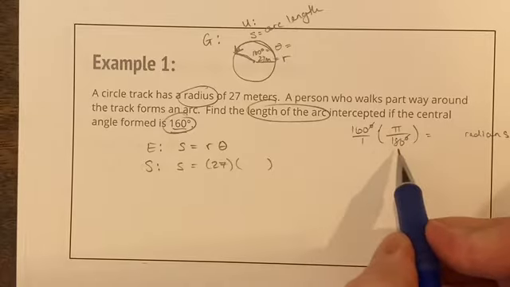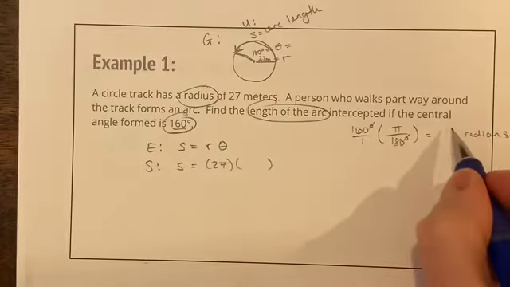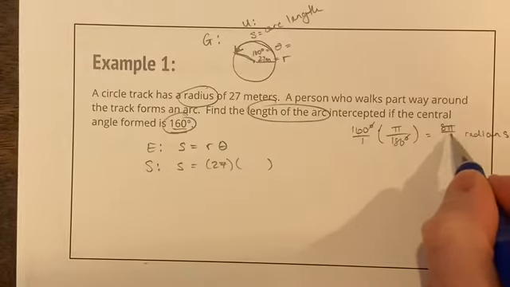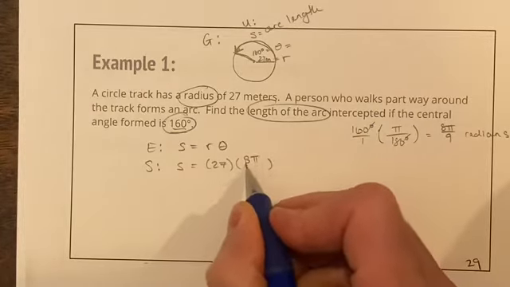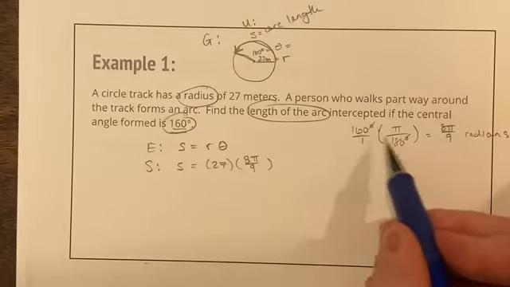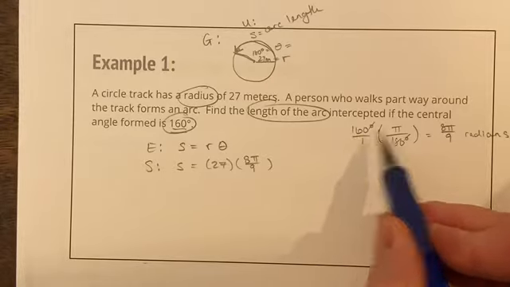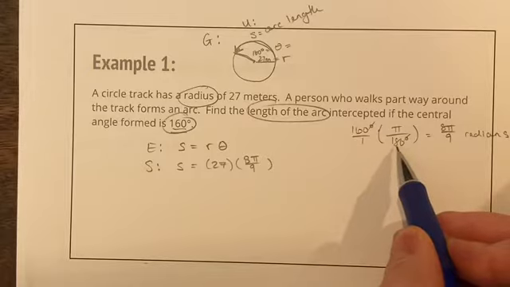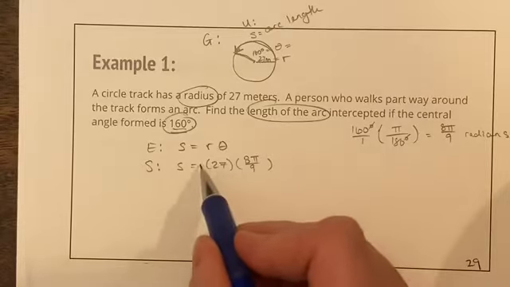So 160 and 180: if you divide each by 10, that gives you 16 over 18. Dividing each of those by 2, you get 8 over 9. So we have 8 pi over 9 radians. Just to double check, we divided both of these by 10, so 16 over 18. 16 divided by 2 is 8, and 18 divided by 2 is 9. So essentially the GCF was 20. And then we just simplify this.